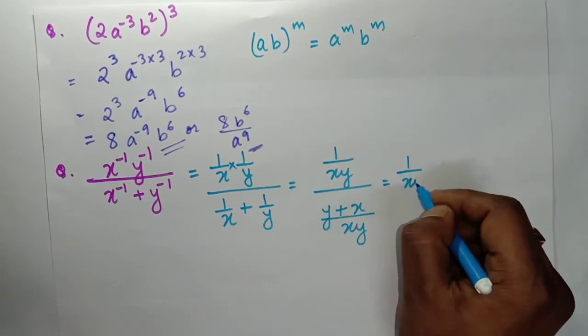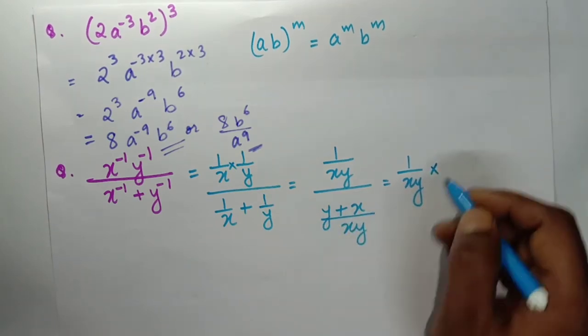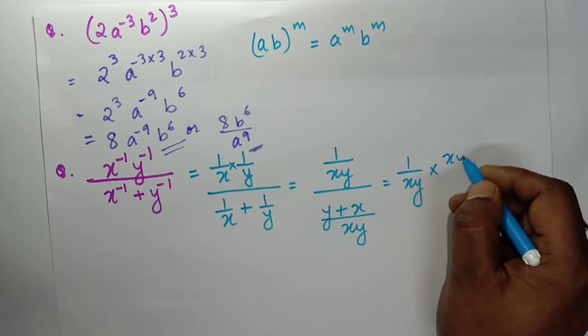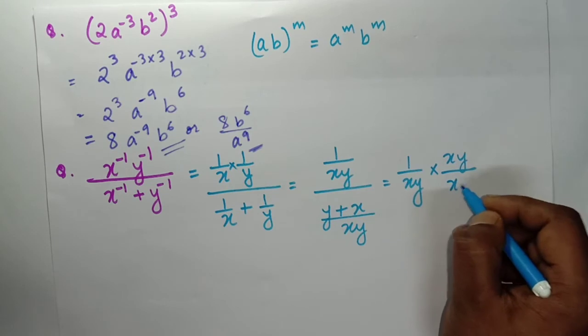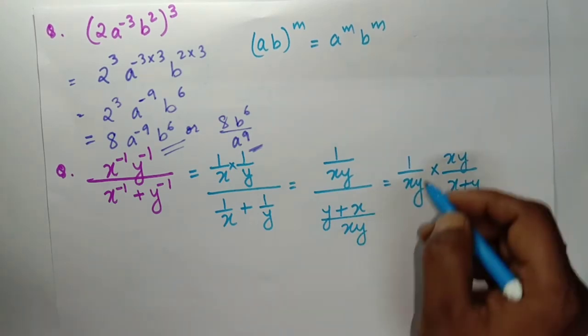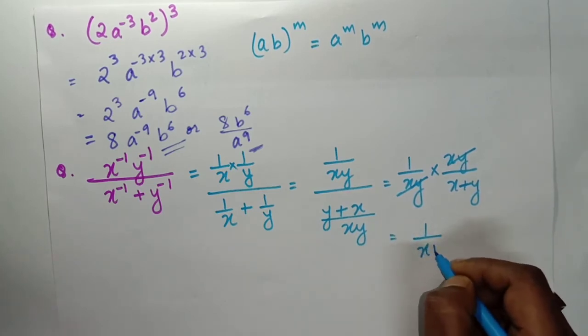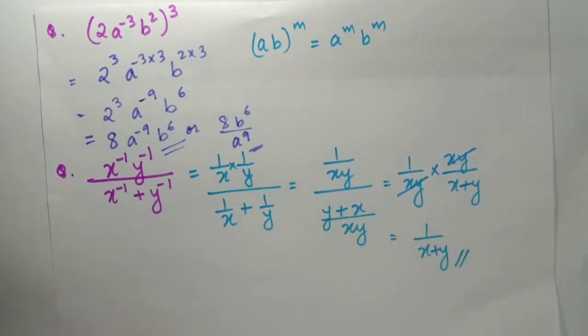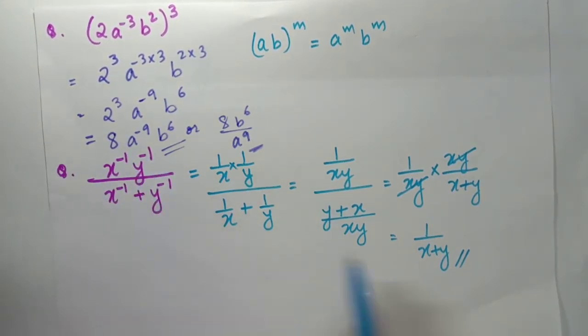Now 1 by xy. So this is your division. When you make it multiply, what happens? The denominator goes up. So xy, and this will be your y plus x, or I can write x plus y. It's the same thing. Okay. So now this xy gets cancelled. Now how much did I get? x plus y. This is my final answer. So again, it's simplification. You can see the question is very complicated, and I got the answer very simple. That's why it is called simplify. Now let's solve another question.